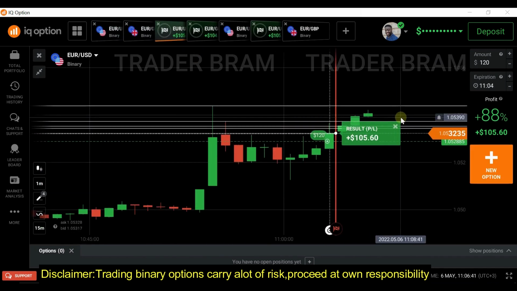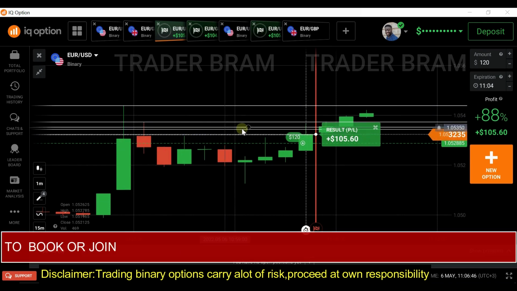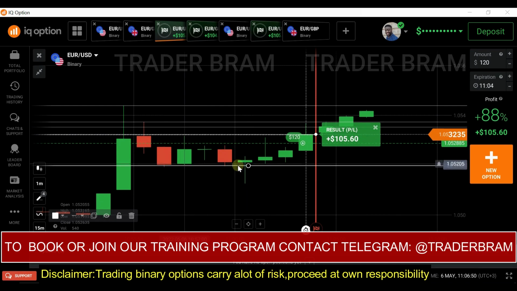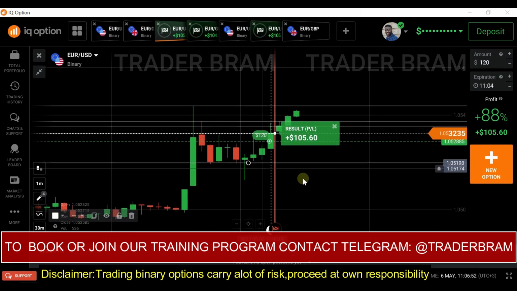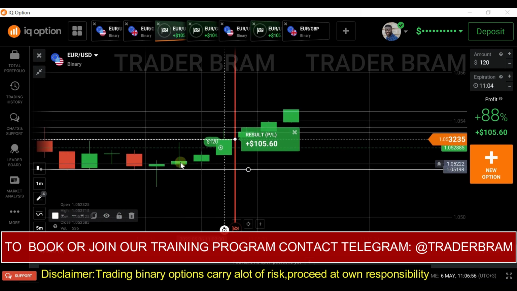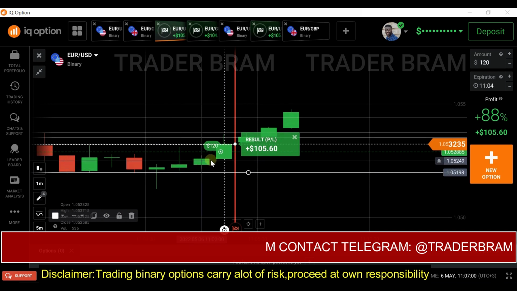On this other trade, I did a call option because, as you can see, we had a support level here. You can see the rejections. After retracement, consolidated in this area, and this was our support level. So we got an uptrend from this point.